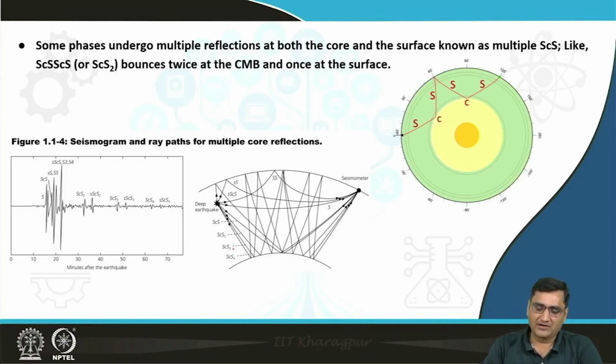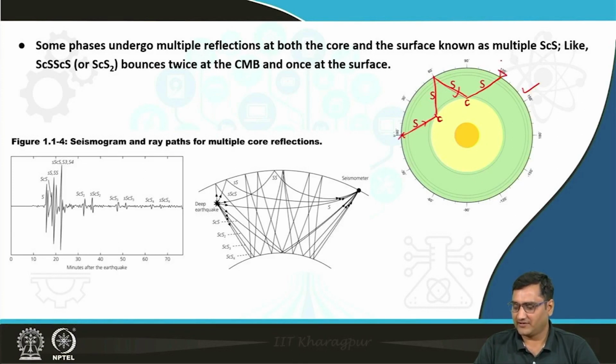If you talk particularly about the ScS2 phase, it bounces twice at the core-mantle boundary and it also reflects from the surface once. If you look at the ray path diagram of ScS2 here, you can see the focus from where the S wave travels down and then reflects off the core-mantle boundary, so it has a small c, then comes back to the surface and has a reflection once, and then after the reflection it travels as an S wave, and then has another reflection from the core-mantle boundary, that's why there is c again, and then after the reflection it is received at the receiver here. That's why it is ScS2.